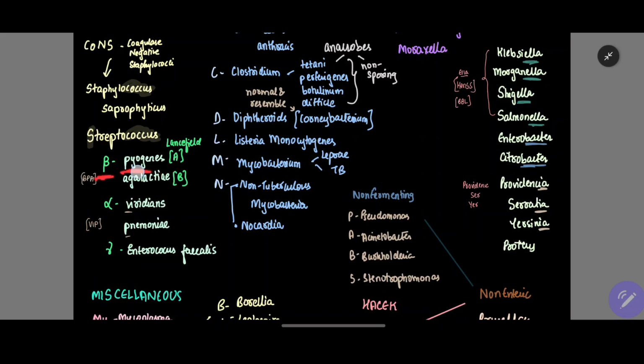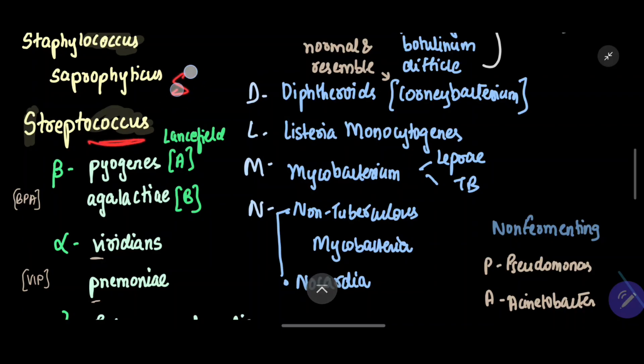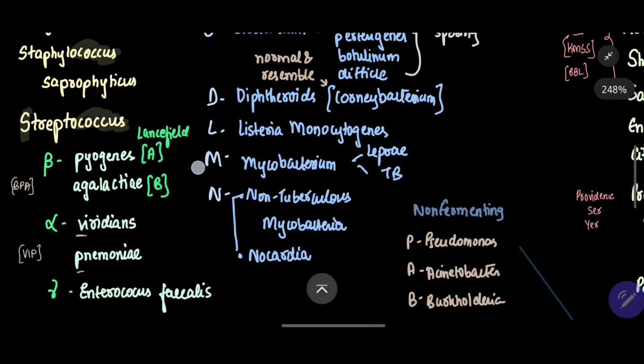So beta hemolytic are pyogenes and agalactiae. How to remember these is BPA. B is for beta, P is for pyogenes, A is for agalactiae. Pyogenes and agalactiae are further classified into group A and group B. Pyogenes is A, agalactiae is B. It's easy, right? Which comes first? That's A. Second is B. This classification is called the Lancefield classification. When you read about Streptococcus in the chapter of skin, you will find this. But right now, just memorize it, okay?